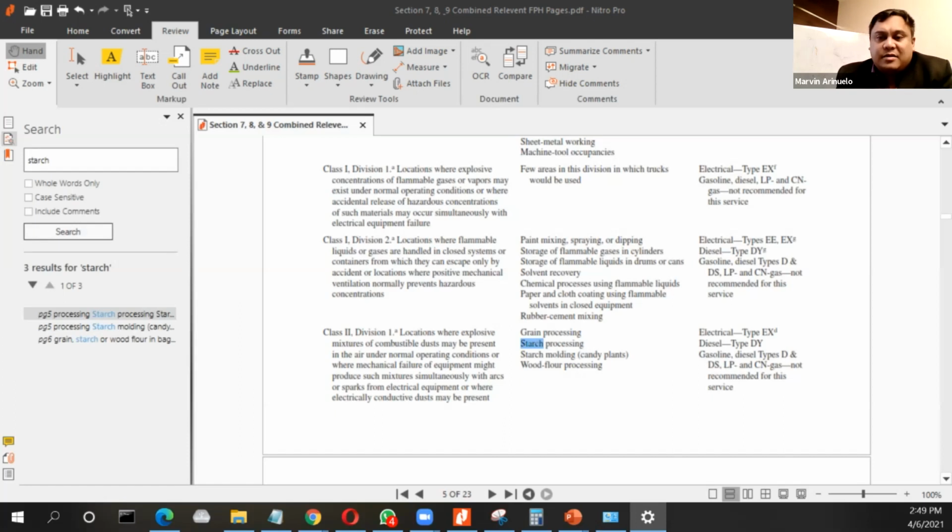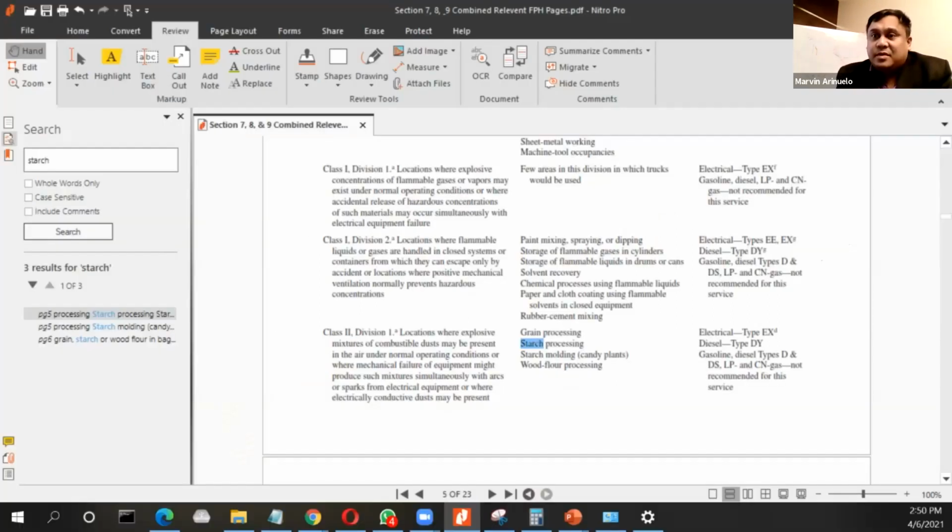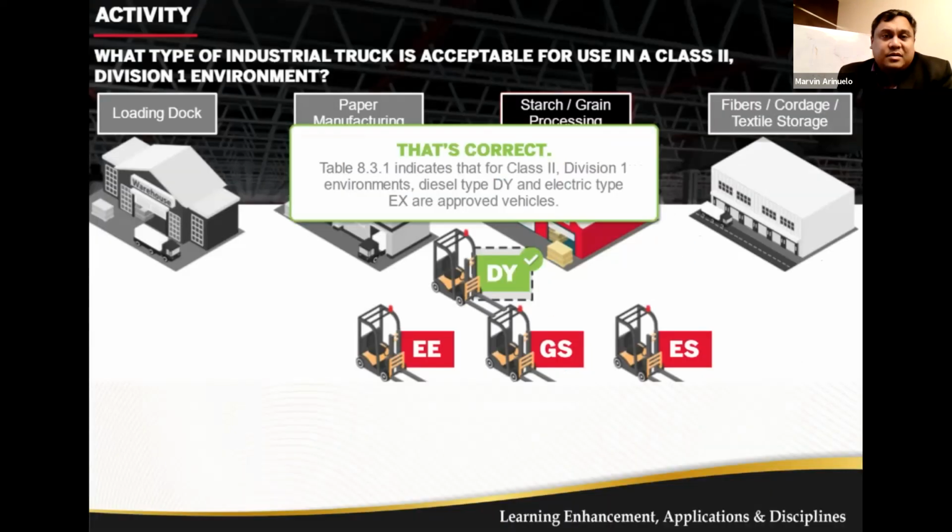Let us start. Let us see. So what kind of vehicle is used for this type of facility, grain processing? If you go to the table, you can use DY and also diesel DY.